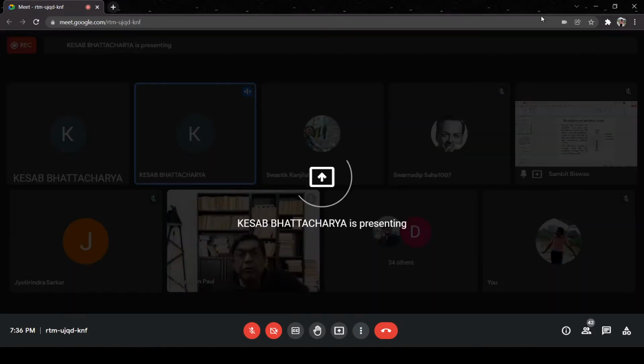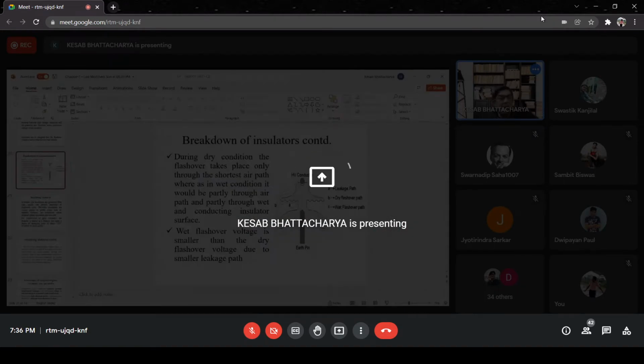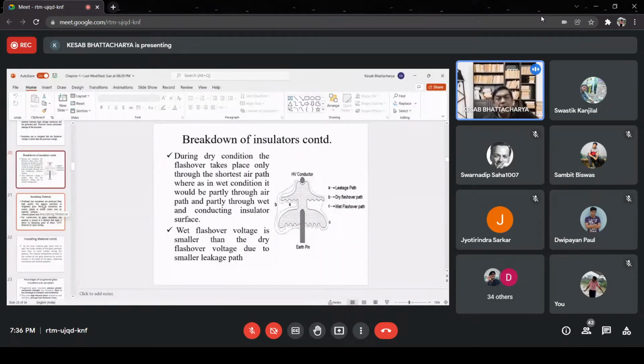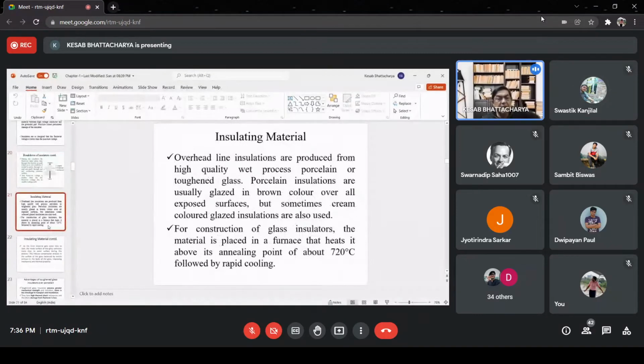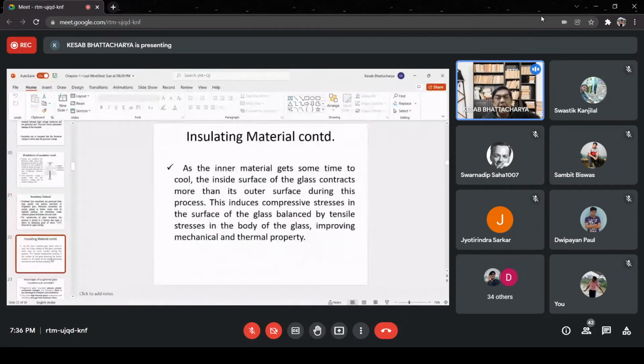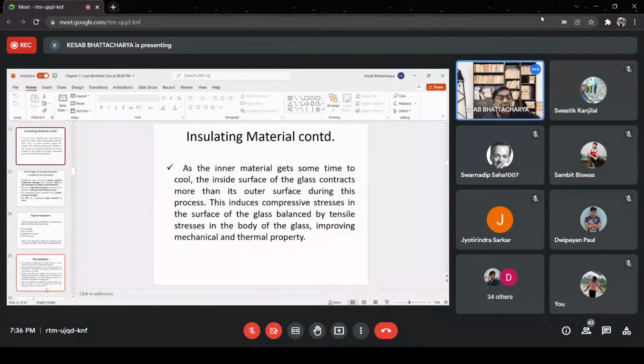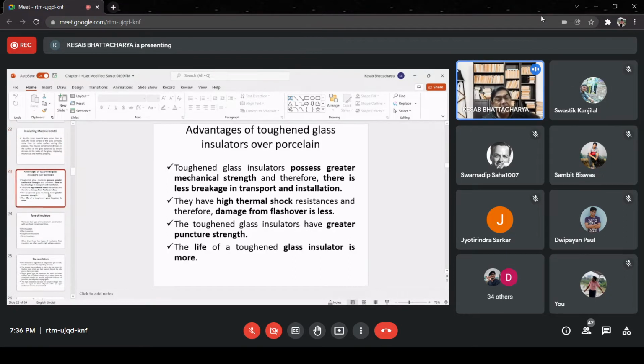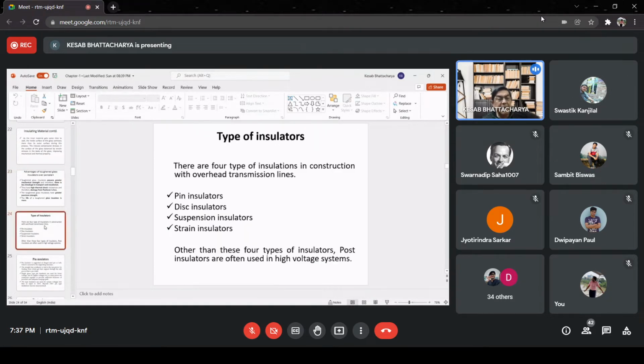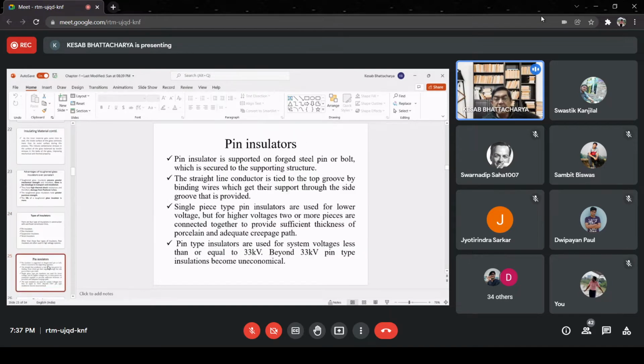These things, breakdown of insulators, we discussed. Dry flashover, wet flashover and puncture, etc. These things we discussed. And also the insulating material we discussed, glass and porcelain. Did we discuss that? Yes, sir. Advantages of glass insulators also we discussed. Yes. Types of insulators we started. Pin insulator we discussed.